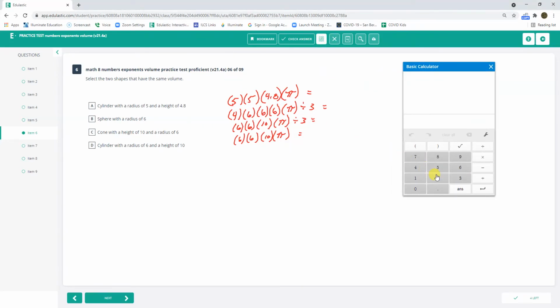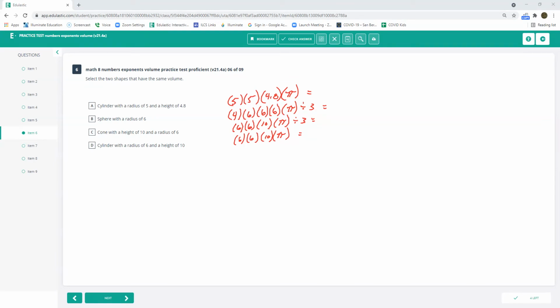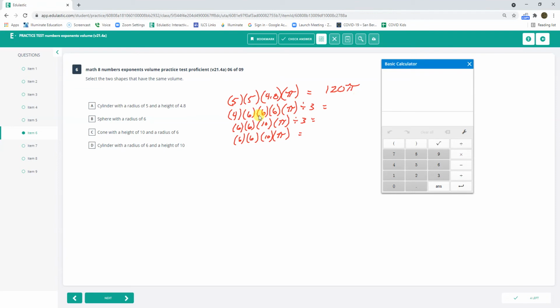So this is 25, so 5 times 5 times 4.8, that's 120. And I'm leaving it in terms of pi. Four, 6, 6, 6, so 4 times 6 times 6 times 6 divided by 3, that's 288 pi.